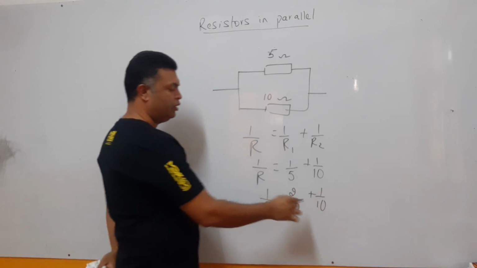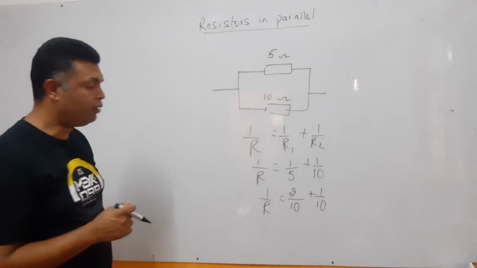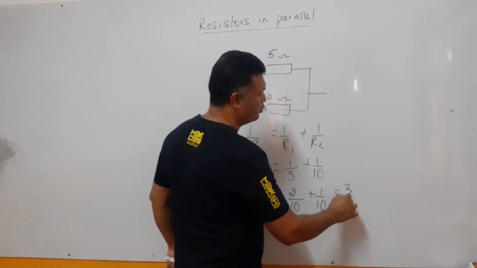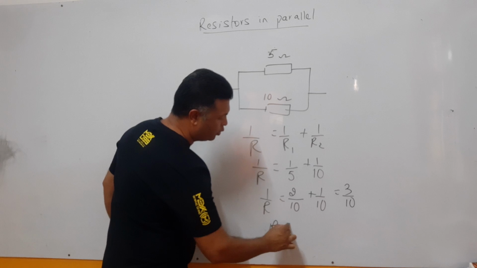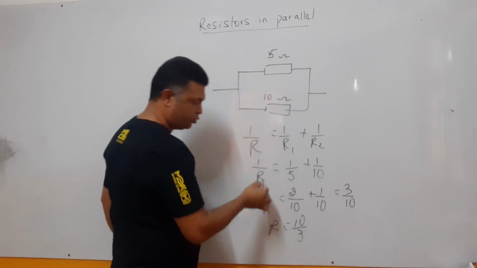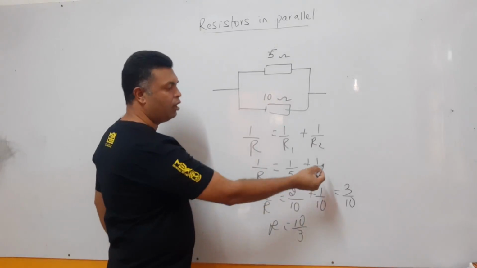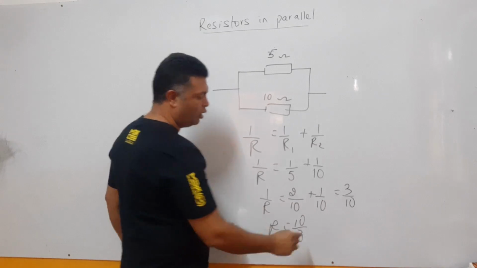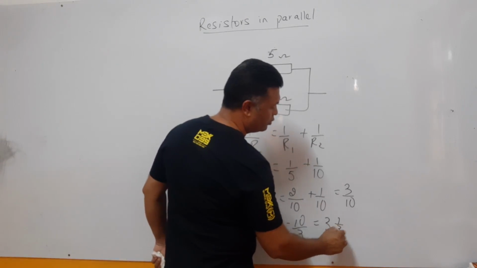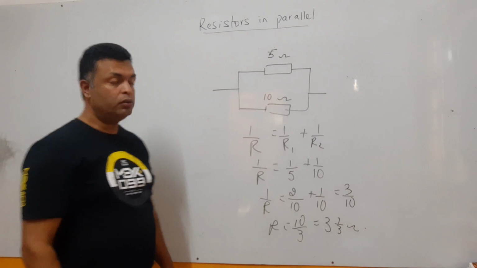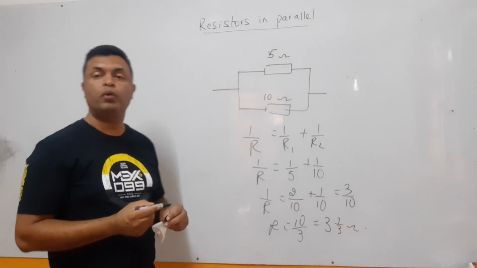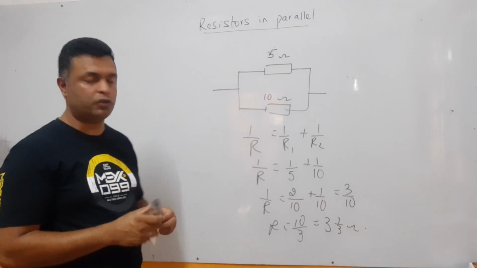So the same LCM, the LCM is 10 here. So this gives me 3 over 10. So R equal to 10 over 3, as usual, the reciprocal, because 1 over R equals 3 over 10. So R becomes 3 1/3 ohm. So this is the arrangement when we have two different resistors.